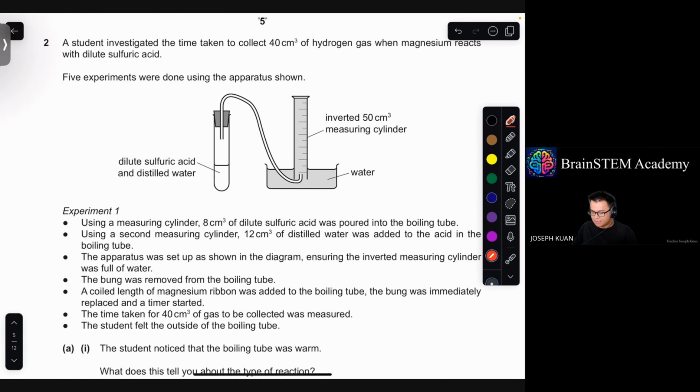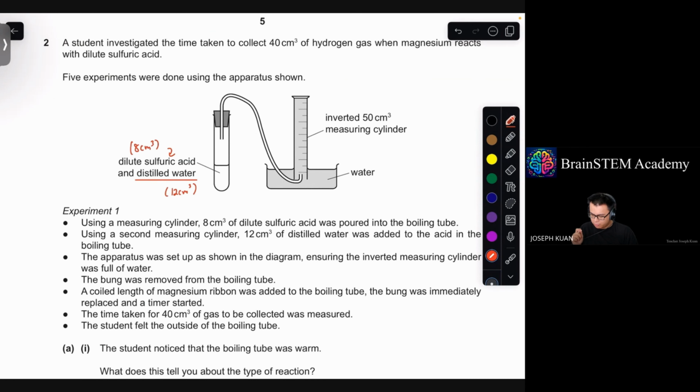2. A student investigated the time taken to collect 40 cm³ of hydrogen gas when magnesium reacts with dilute sulfuric acid. 5 experiments were done using the apparatus shown. Experiment 1. Using a measuring cylinder, 8 cm³ of dilute sulfuric acid was poured into the boiling tube. Using a second measuring cylinder, 12 cm³ of distilled water was added to the acid in the boiling tube.